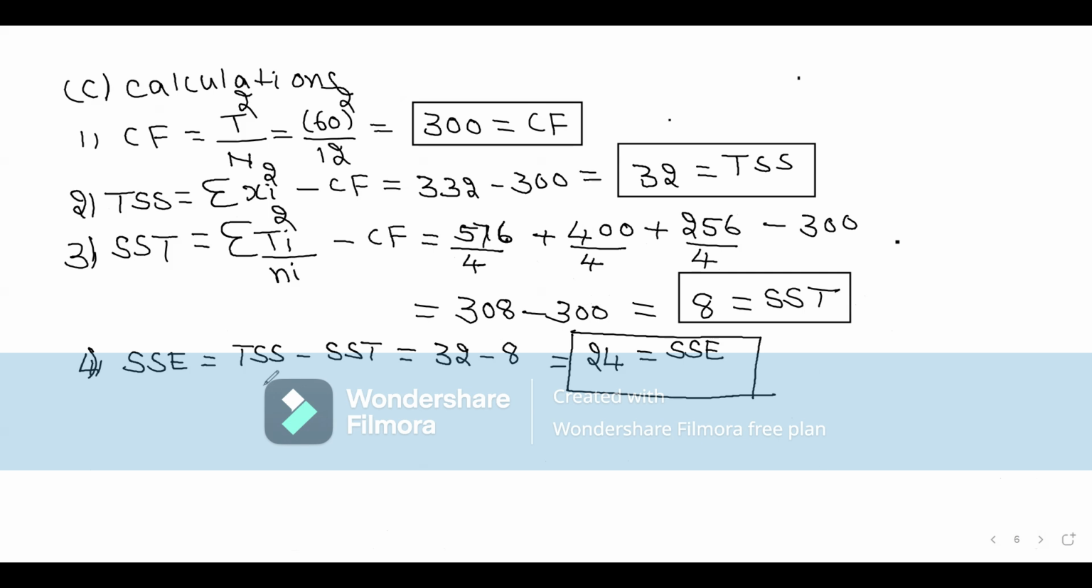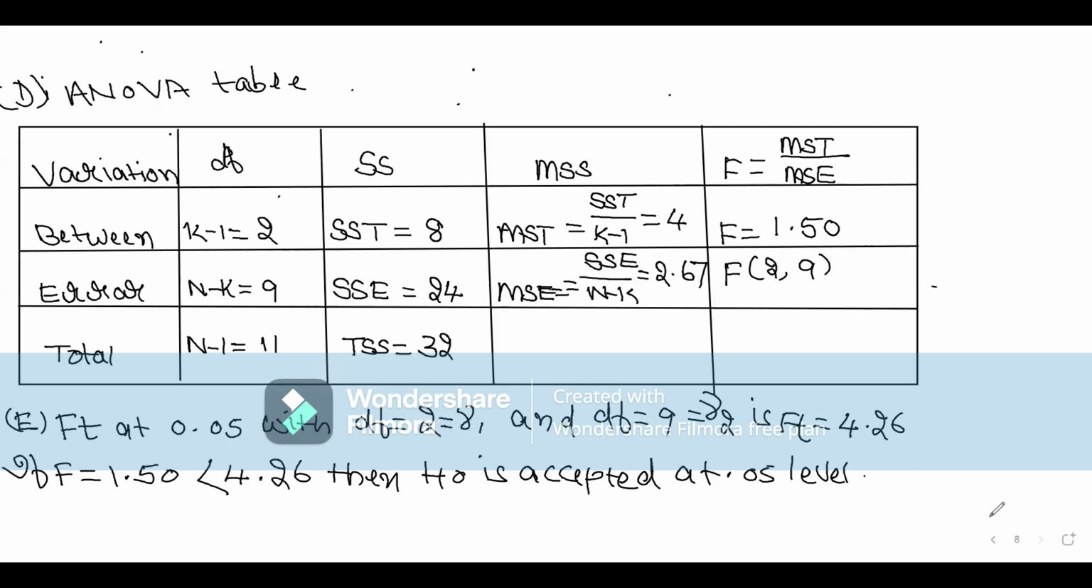SST is 8. Then you have to calculate SSE, meaning TSS minus SST. You remember all these formulas are very important. TSS is 32, minus 8, is 24. This is SSE. Now, next we have to form the ANOVA table. Very, very important. The examiner gives the marks for this only. By looking at the table, he will award the marks. Now, look here, ANOVA table.